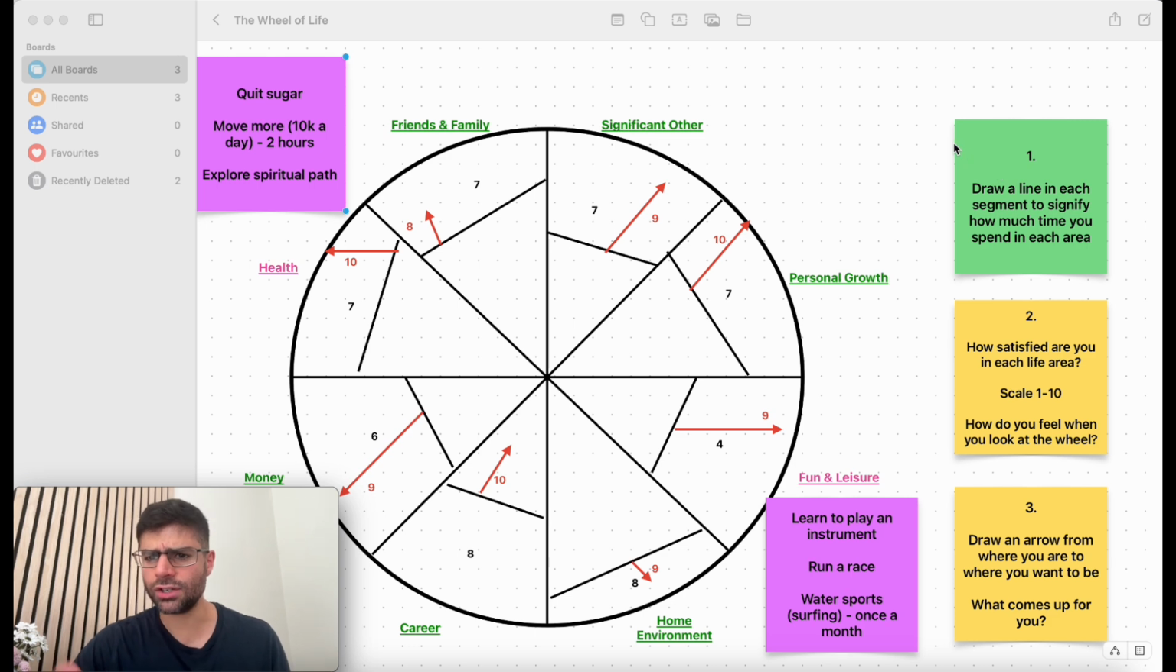And on the right here, you can see the instructions are kind of broken down. Then the final step is to pick 2 of the segments to focus on. So in this case, I've highlighted them. I'm going to focus on fun and leisure and my health, and write down 3 things you're going to do to address those areas. So as you can see, I spend just under half my time having fun and doing leisurely activities. And I want to make that a lot more of my focus in terms of my time.